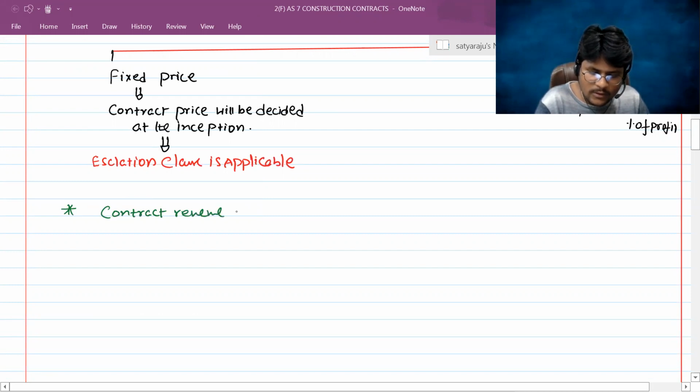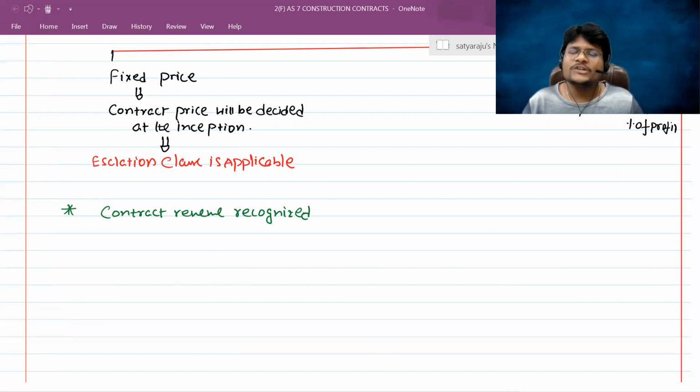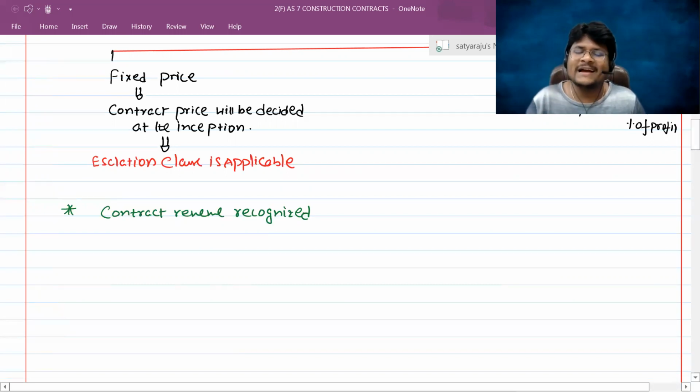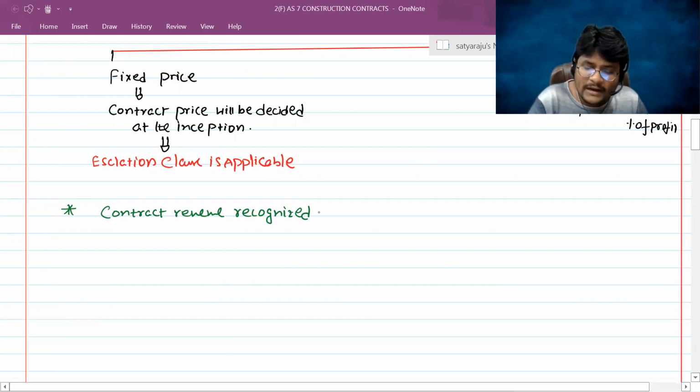So how is contract revenue recognized? First I'm talking about the contract revenue. Sir, why am I not talking about contract cost? How much contract cost do I have to recognize in the current year? That is the actual contract cost. The actual cost you incurred in a specific accounting year, you can recognize as an expenditure. But in case of contract revenue, it is not like that. So how much contract revenue can you recognize in a particular year, in a particular accounting period?